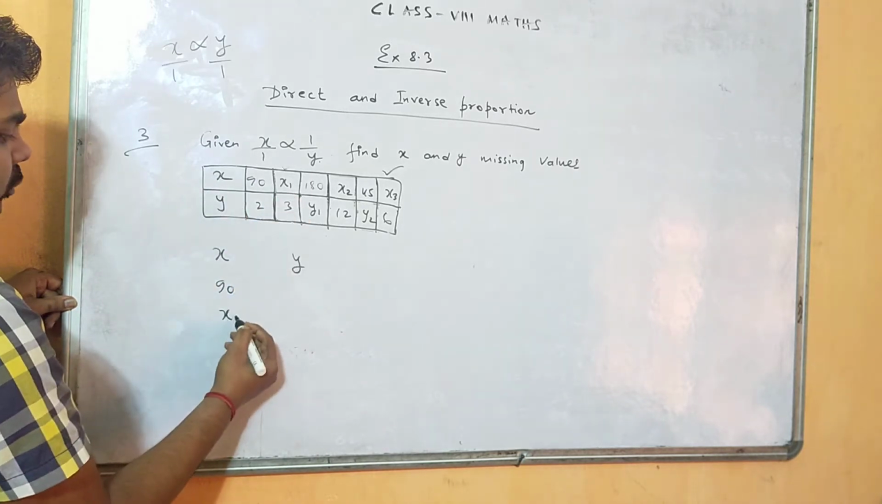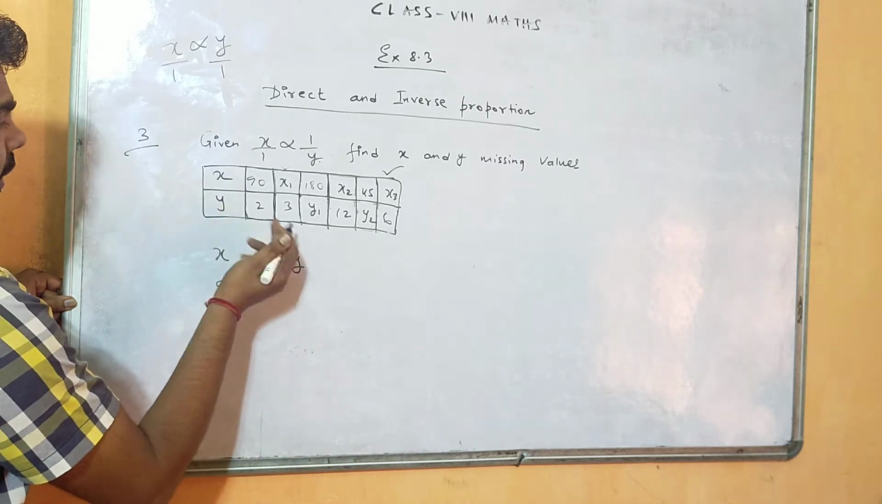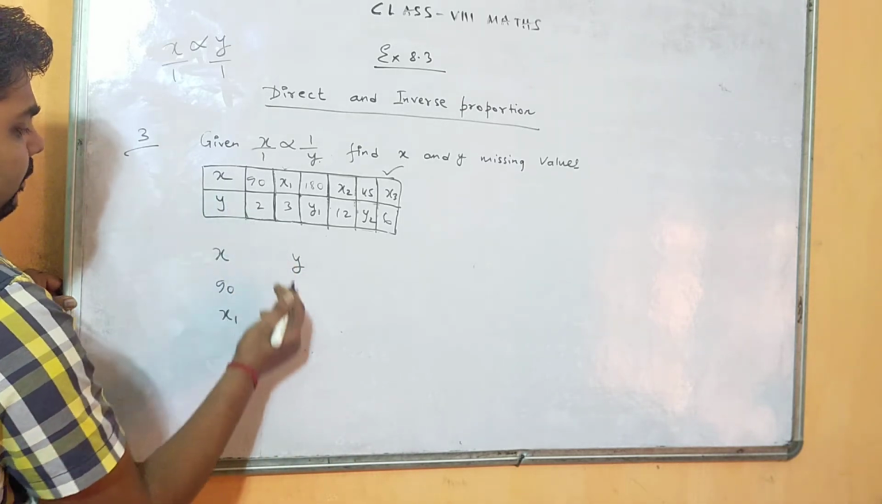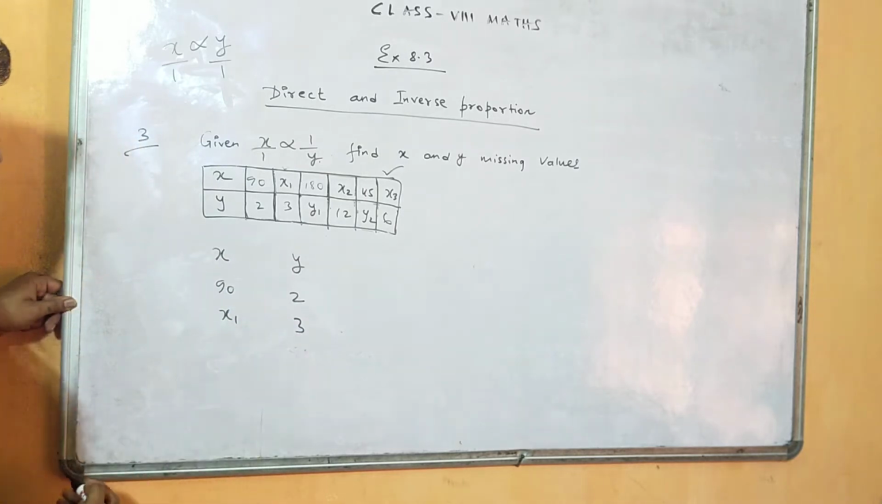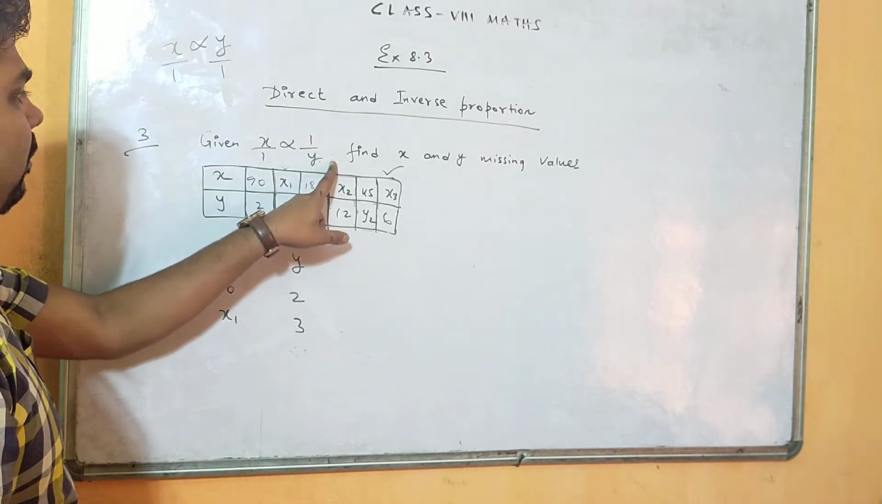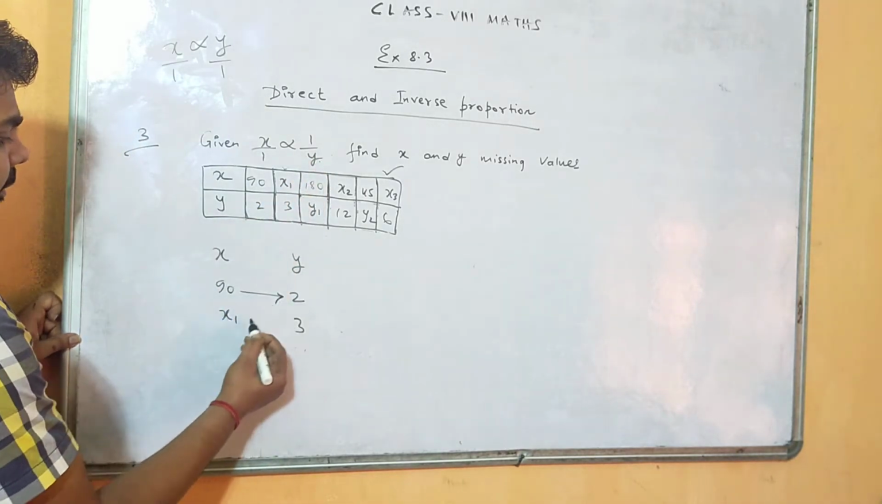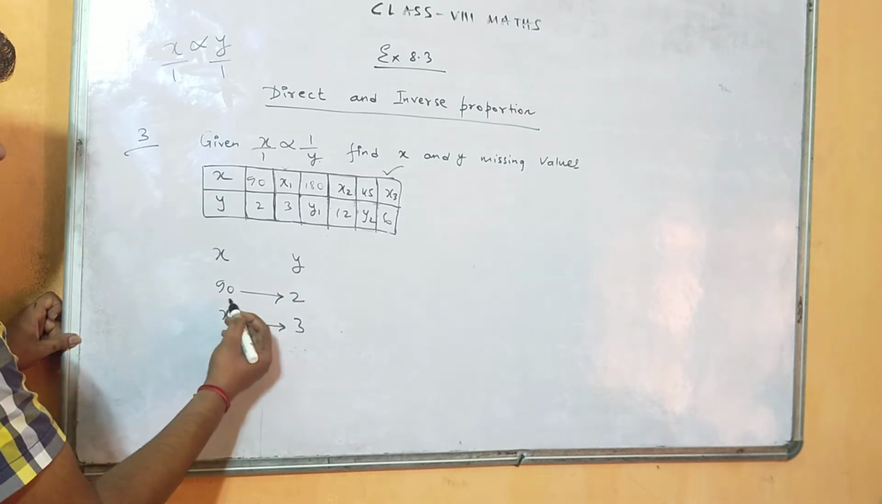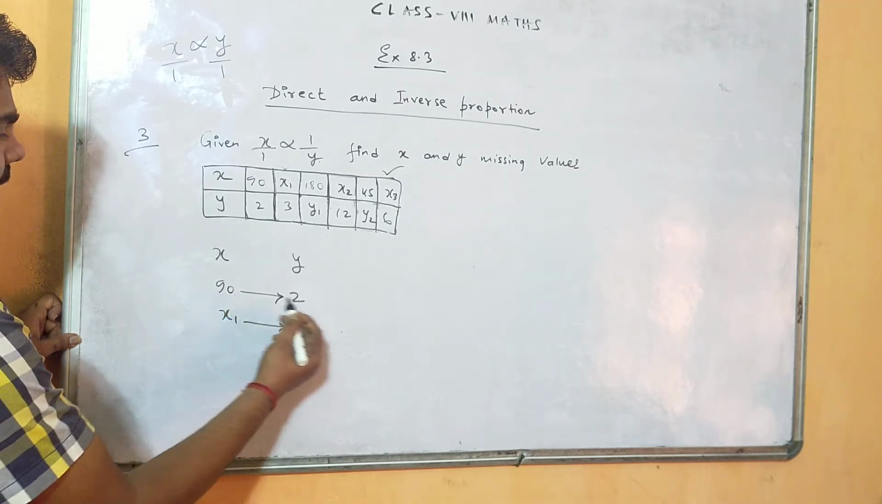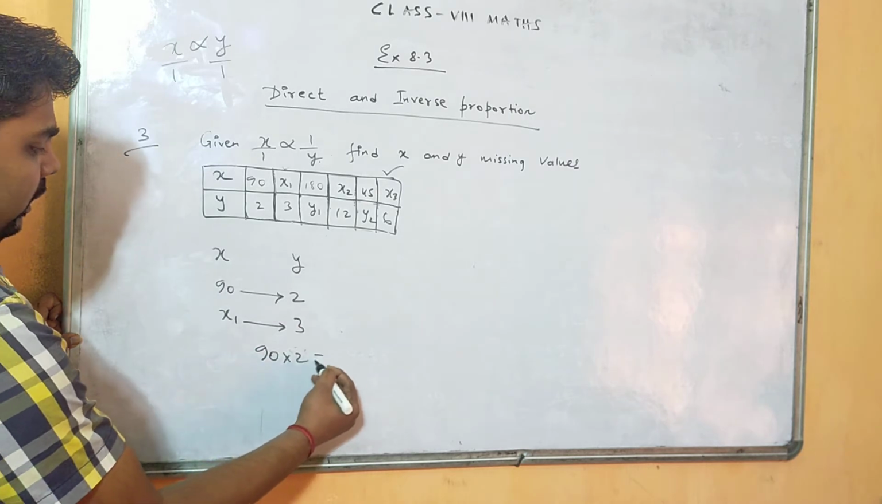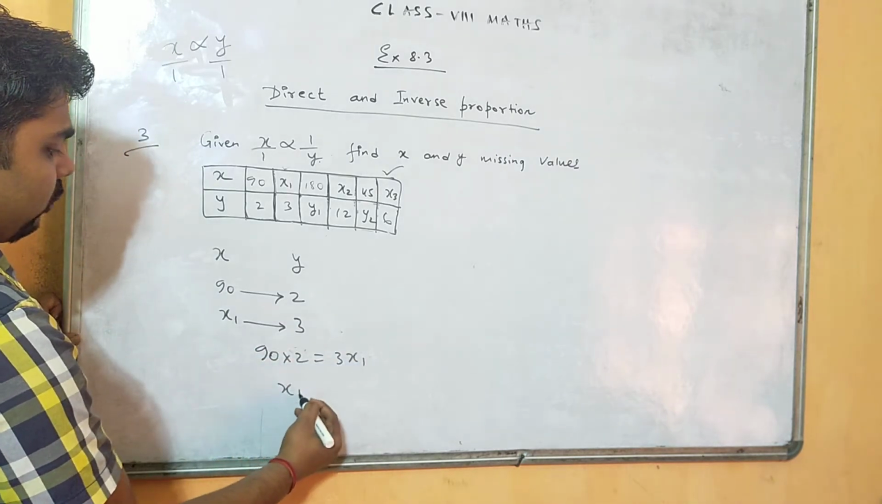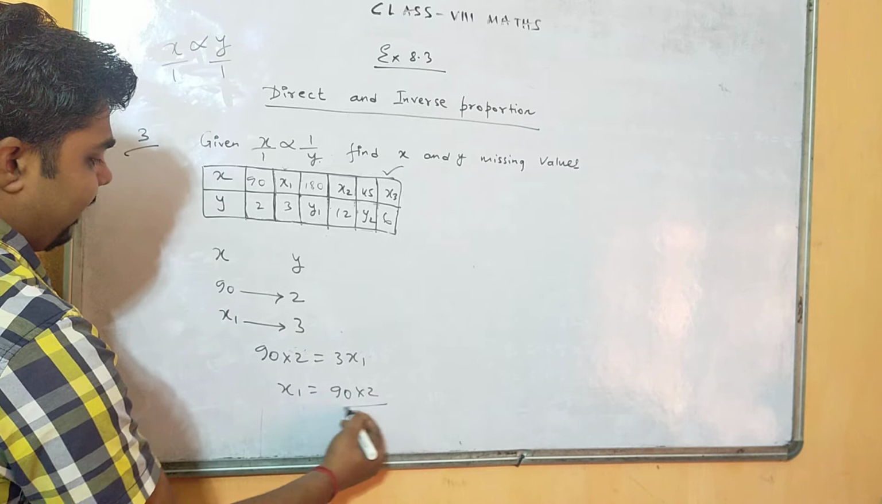90, and x1, same as we have done in the previous question. In place of y, what will we write here? 2 and 3, right? So this is a question of what? Inversely proportional. So what do we do? We will directly multiply. So what will be our equation then? 90 into 2 equals 3 into x1, or x1 can be written as 90 into 2 divided by 3.